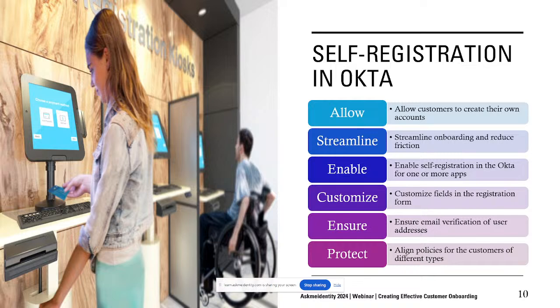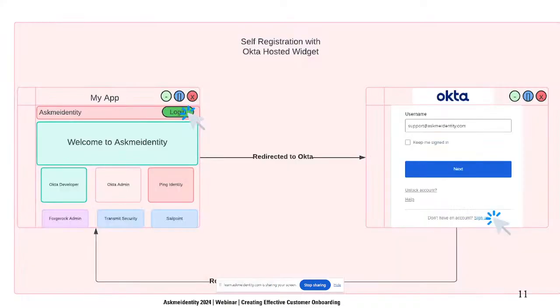Now, self-registration, we will discuss in detail how self-registration works. So take Askmeidentity as an example, where we sell and provide training courses, right? So if you come to our training website, and let's say you click on login, and if I'm using self-registration with Okta, then basically I'm using an Okta hosted widget. So it has a redirection.